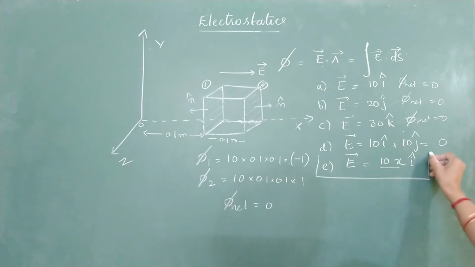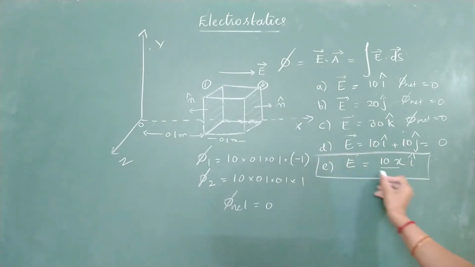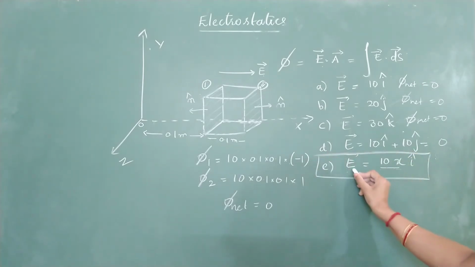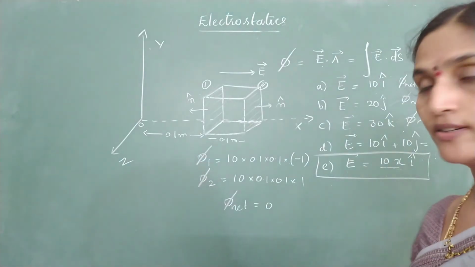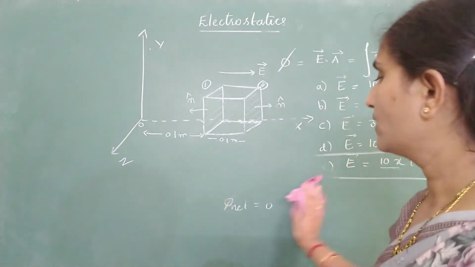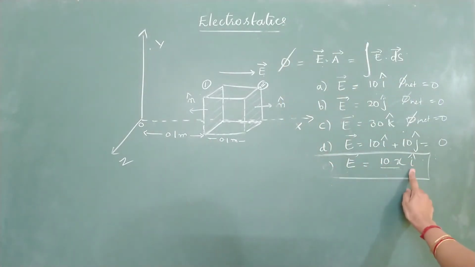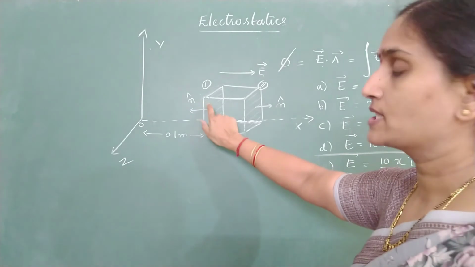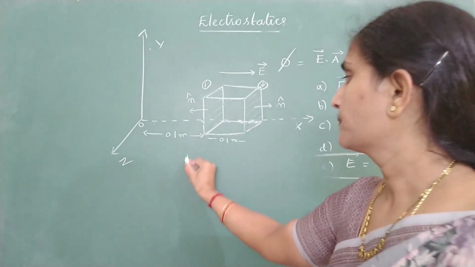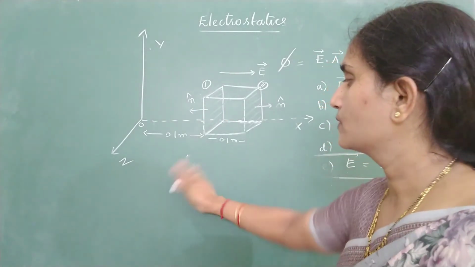But in this case, field is non-uniform. It is varying according to the equation 10x into I cap. So in such a case, let us see how to evaluate the field. So again I will find out, because field is along x-axis, flux passing through the first surface, phi 1.